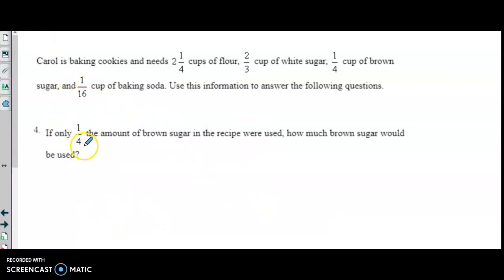If only 1/4 the amount of brown sugar in the recipe were used, how much brown sugar would be used? Okay, we're not using the full amount of brown sugar. We're just using 1/4 the amount. So in other words, 1/4 of the amount.